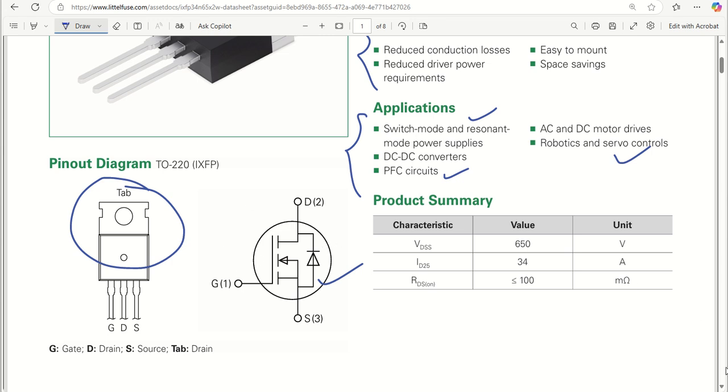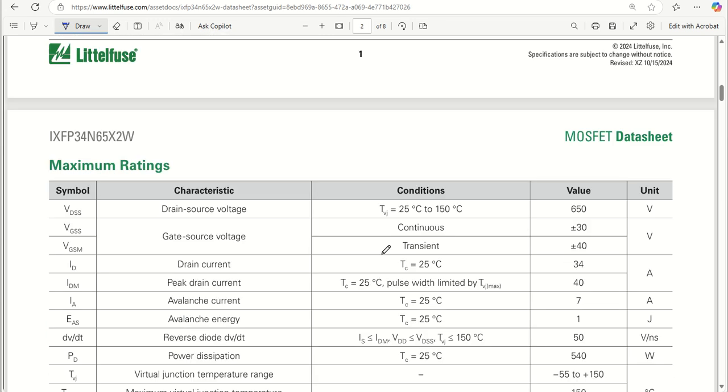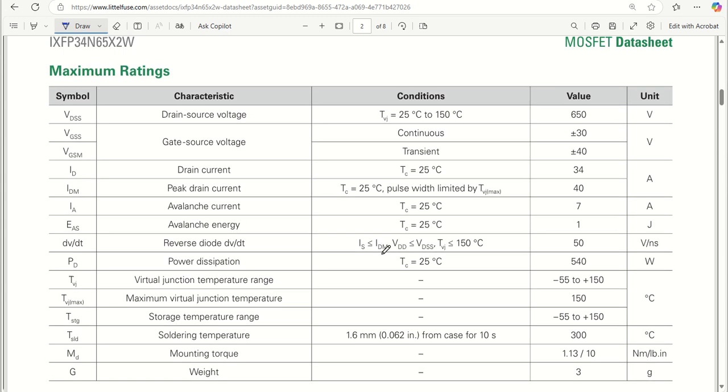All right. Coming back to the other parts, we have the maximum ratings. We have VDS, which is going to be 650 volt. We have VGS, that is gate to source voltage, which is going to be plus minus 30 volt. For low power MOSFETs, it will be around plus minus 20 volt. However, this is a power MOSFET, and that's the reason it has bigger capability.